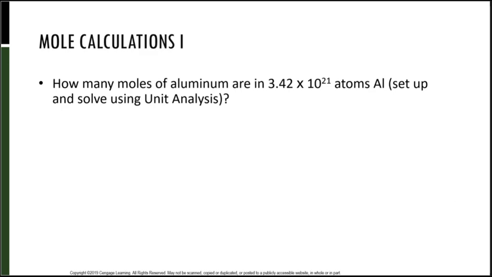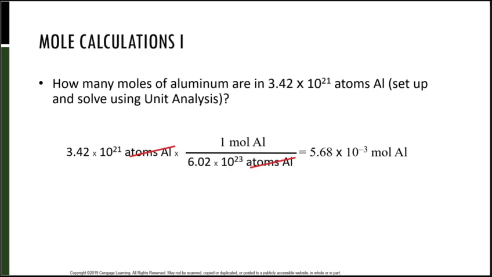All right, now hopefully we started with our atoms of aluminum. What do I want? I want moles of aluminum. What have I got? I've got atoms of aluminum. So we can cancel out those atoms of aluminum because they're diagonal from each other. And we know that 1 mole is always 6.02 times 10 to the 23rd.